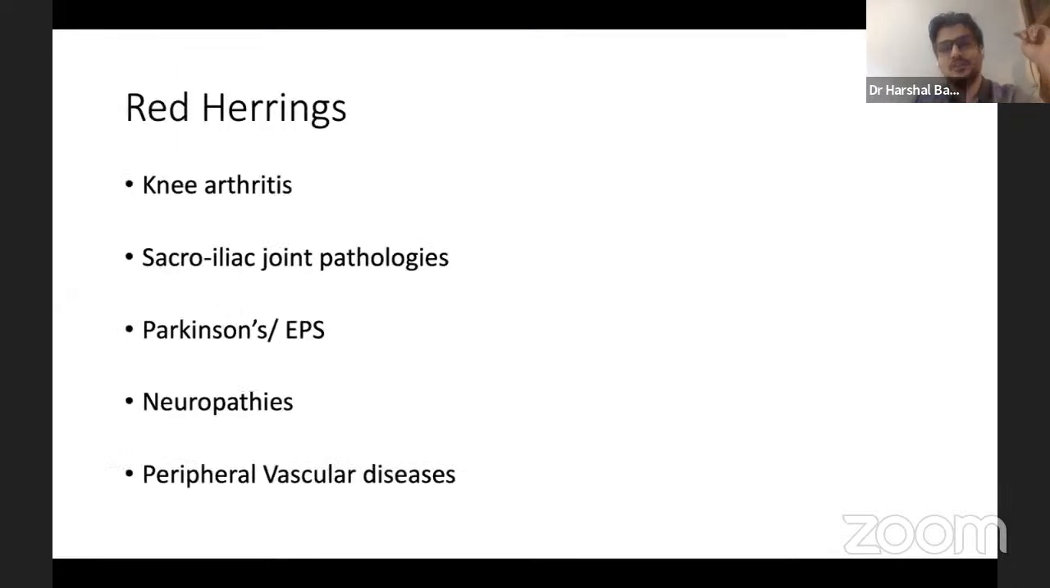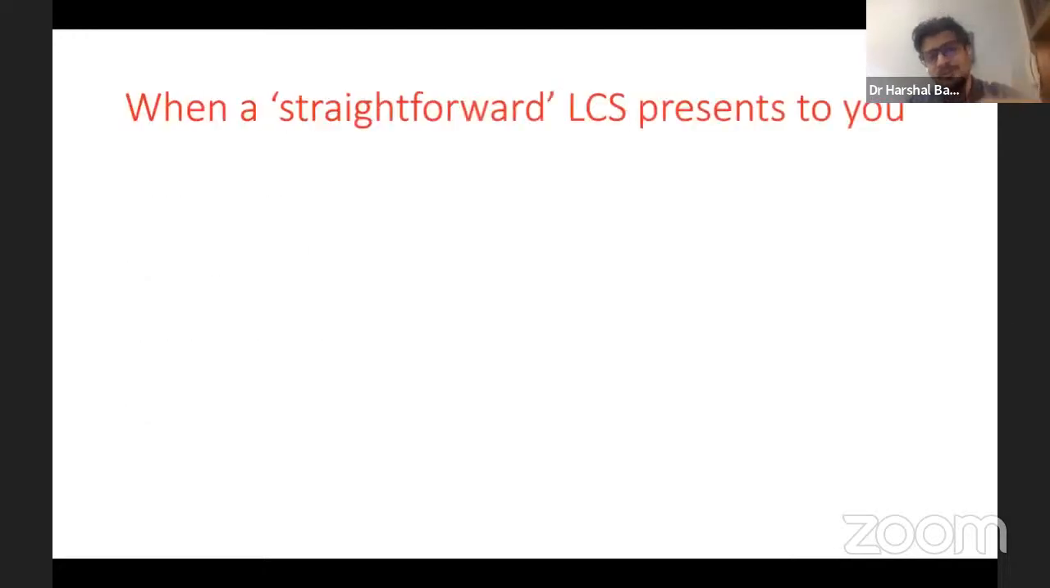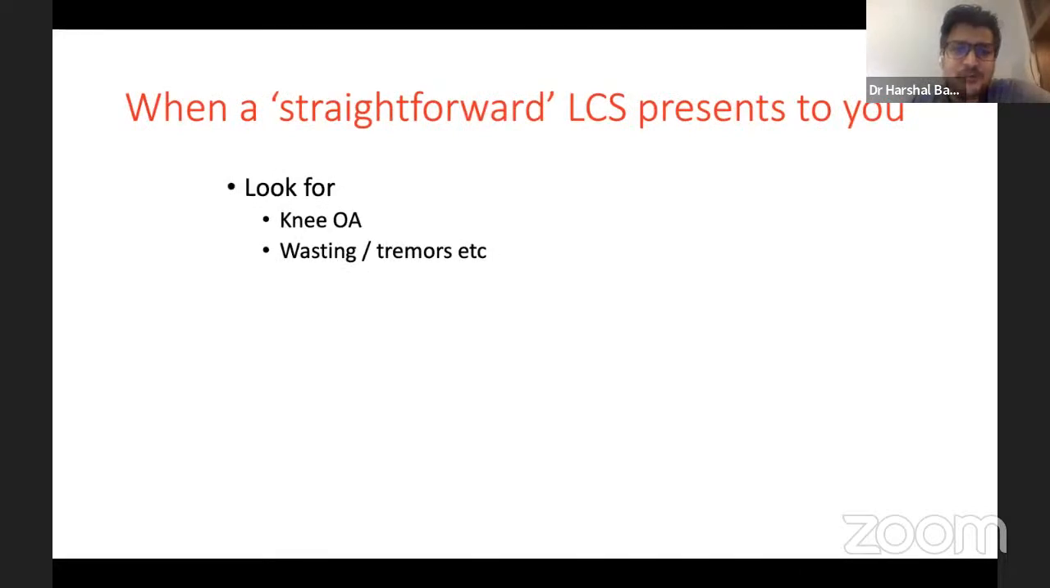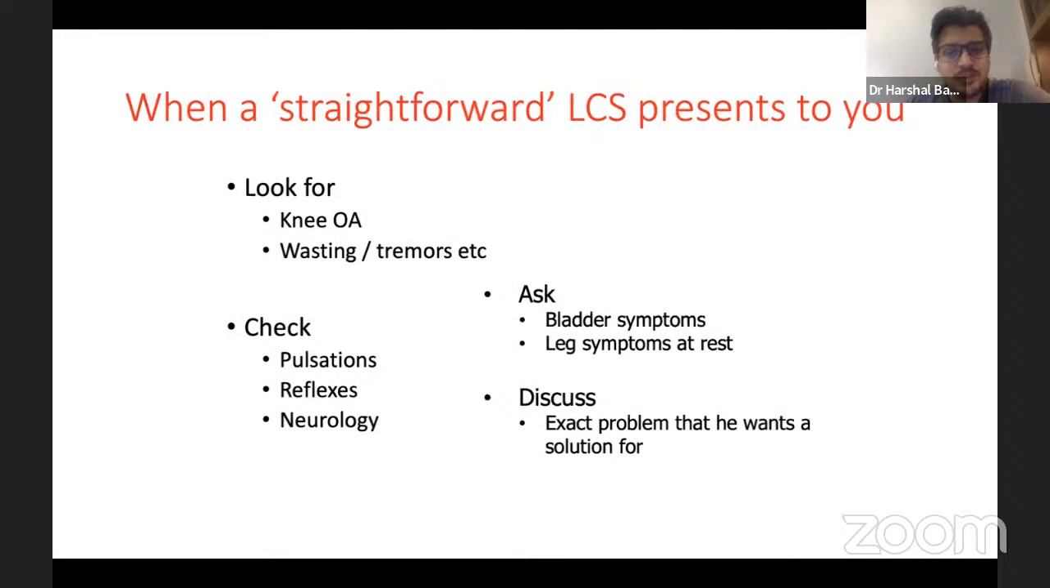So always remember these red herrings: knee arthritis, SI joint pathologies, hip arthritis, Parkinson's or extrapyramidal syndromes, neuropathies which can be diabetic or other medical neuropathies, and peripheral vascular diseases. So when a straightforward LCS comes to you, look for knee OA, vesting and tremors, check for pulsation, reflexes, and neurology, ask for bladder symptoms and leg symptoms at rest, and discuss the exact problem, what the expectation is, and what he exactly wants out of it. With this you'll be able to rule out maximum red flags.